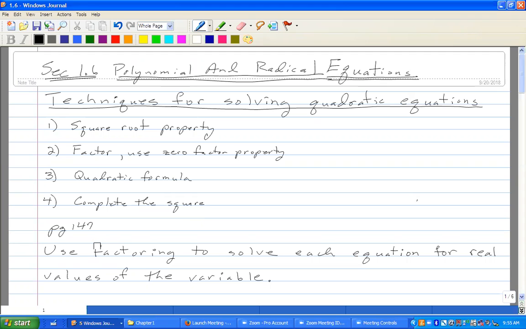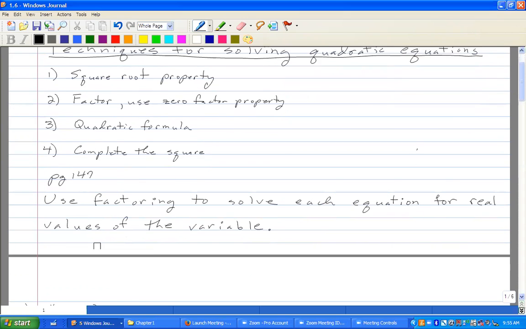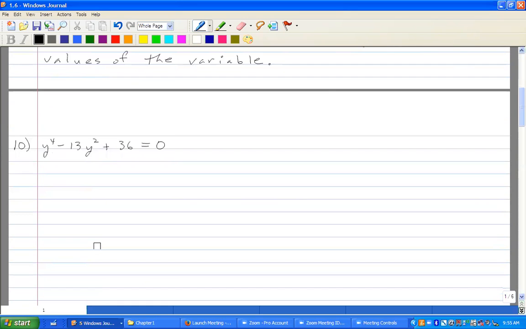Page 147, use factoring to solve each equation for real values of the variable. So we're trying to find real solutions. y to the fourth minus 13y squared plus 36 equals 0. This turns out to be quadratic in y squared, and it's monic. So we can use the techniques that we know of factoring monic quadratic trinomials.